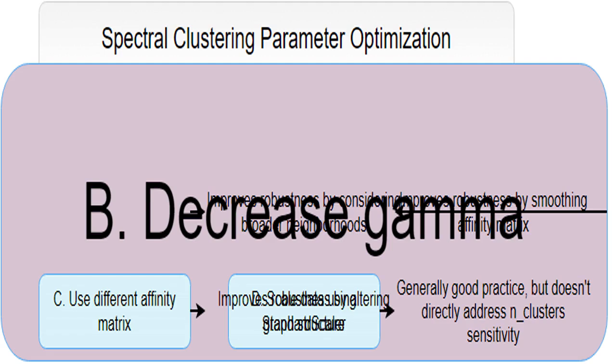The gamma parameter controls how wide the influence of each data point is. Decreasing it makes the clustering less picky about small differences between the data points. Instead of tightly clustered groups, the algorithm will smooth things out and consider wider groupings, leading to more consistent results regardless of how many clusters are selected.